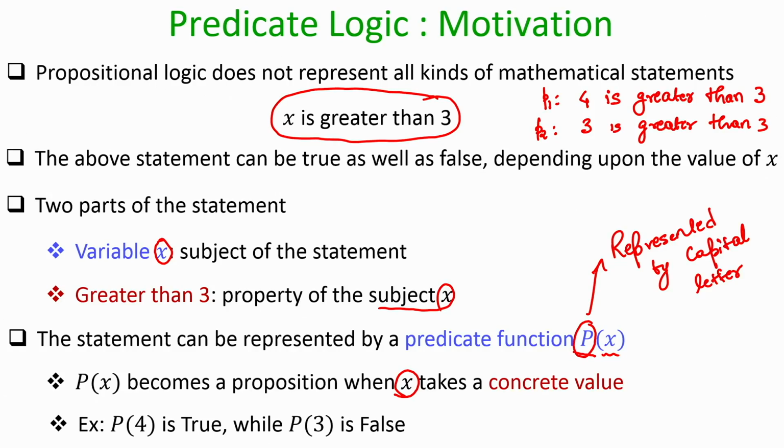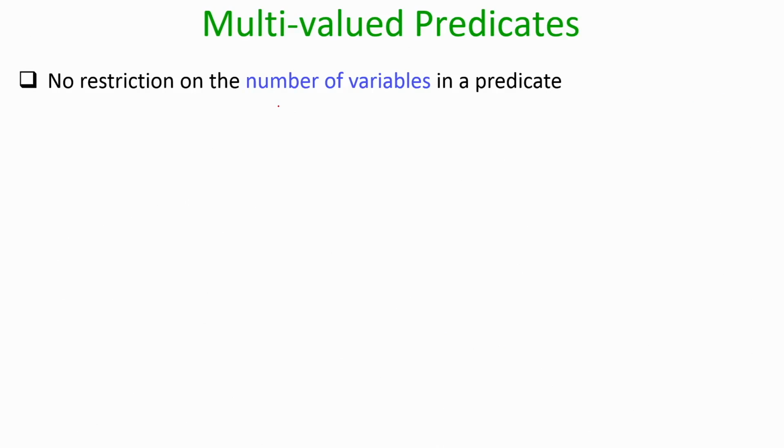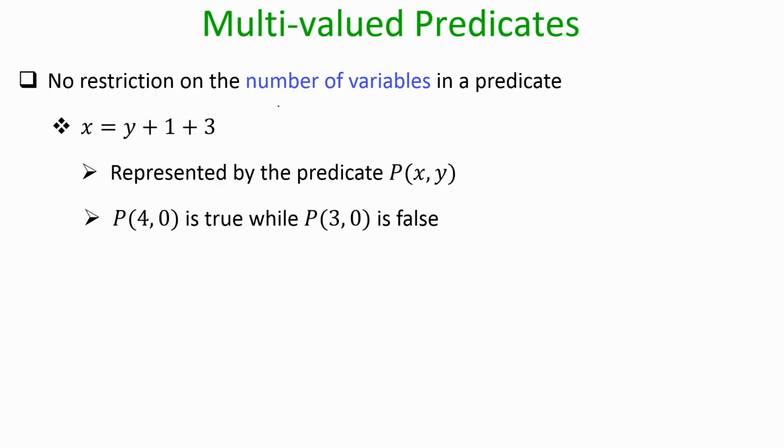It turns out that we can define multi-valued predicate functions. The previous example was for a statement where we had only one subject, namely the subject x, but you might be dealing with statements where you have multiple subjects. For example, we want to represent declarative statements of the form x equals y plus 1 plus 3.